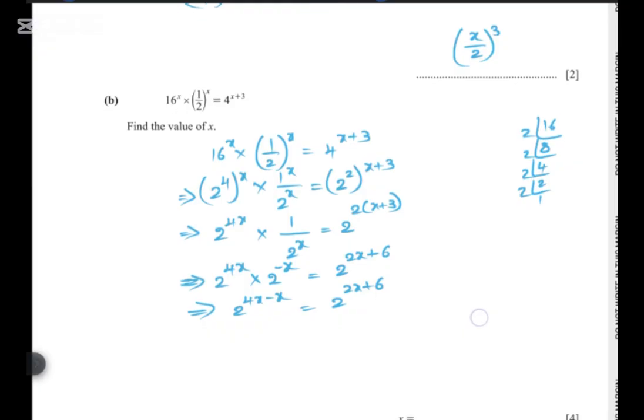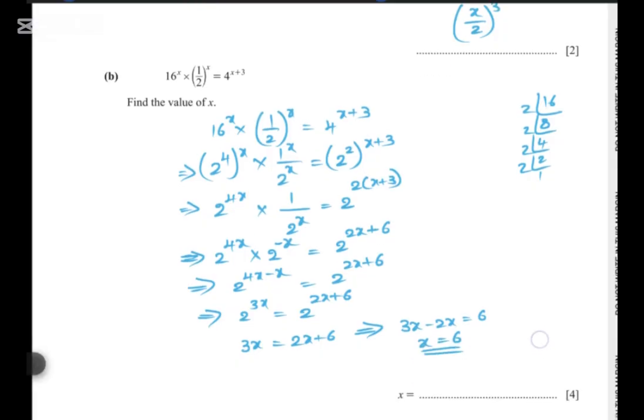Now here the bases are equal, so the exponents are also equal. So you take the exponents, 4x minus x will be 3x. So 2 raised to 3x is equal to 2 raised to 2x plus 6. Now equate the exponents, 3x is equal to 2x plus 6. Bring the 2x on the right hand side to the left hand side. 3x minus 2x is equal to 6. So 3x minus 2x is x, x is equal to 6. This is the answer.